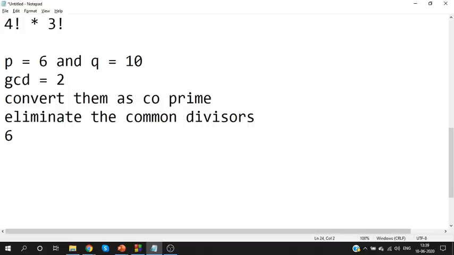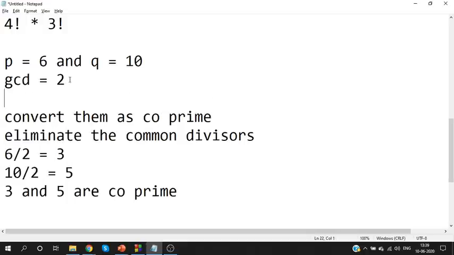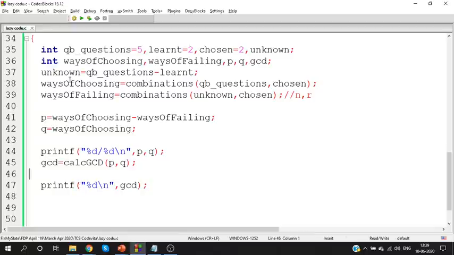Eliminate 2. 6 by 2, your answer will be 3. 10 by 2, your answer will be 5. Now look at 3 and 5. 3 and 5 are co-prime numbers. Can you all understand this? If your GCD is not equal to 1, when should we do this? If your GCD is not equal to 1, it means they are not co-prime numbers.